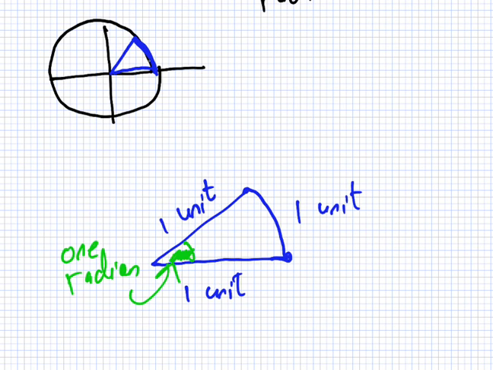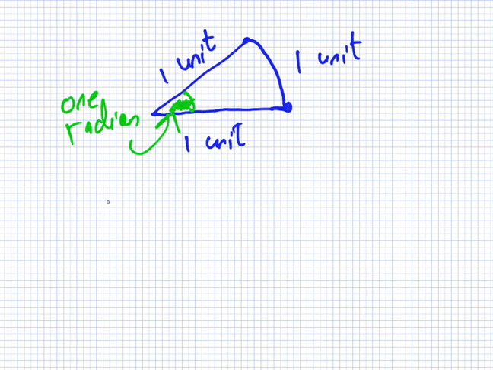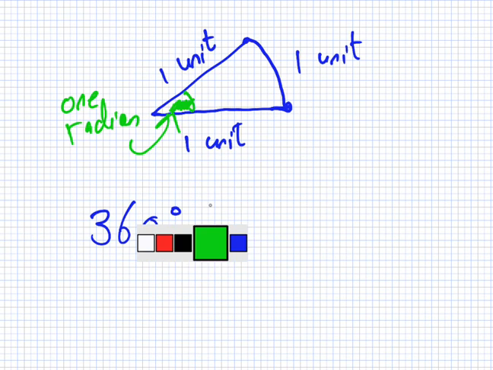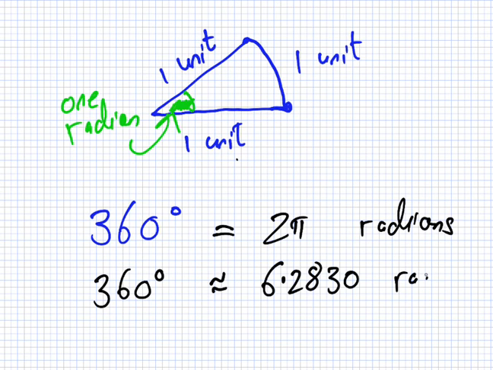Or another way to think about it, when you have 1 full circle, that's called 2 pi radians. So you can think of the relationship like this: 360 degrees is the same as 2 pi radians. Or if you want, 360 is roughly 6.2830 radians. So radians are quite a big unit for measurement.